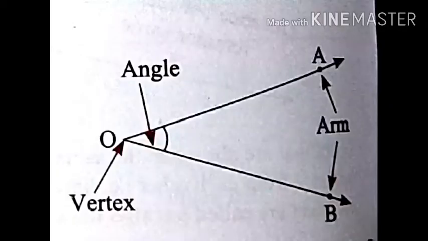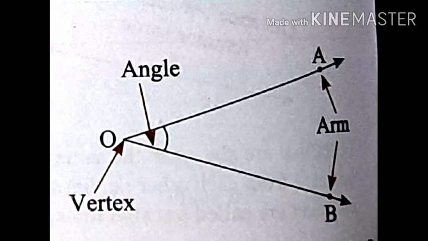So what is an angle? An angle is formed when two rays meet at a point. In this figure, OA and OB meet at point O and form an angle. OA and OB are the arms or sides of the angle, and point O is the vertex. So this way is the representation.